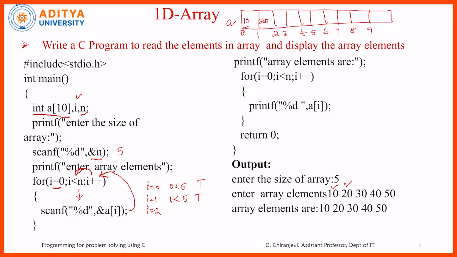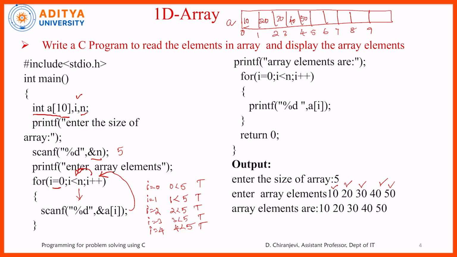Now when i is 2, 2 less than 5 is also true. You read the element at the second index; the user entered 30, so 30 will be stored at index 2. Similarly, i plus plus, i becomes 3, 3 less than 5 is true, and 40 will be stored at index 3. Then i plus plus, i is 4, 4 less than 5 is also true, and the last value the user entered is 50.